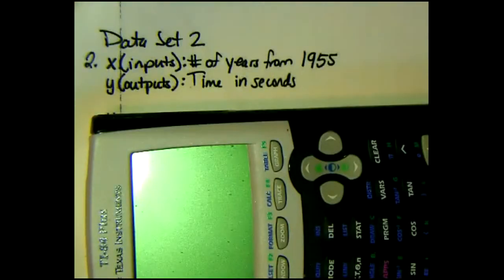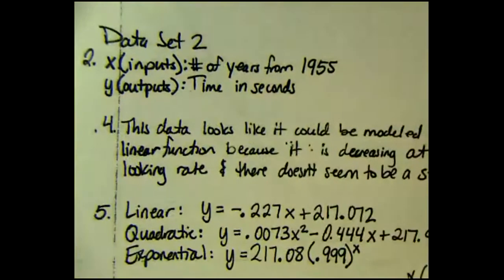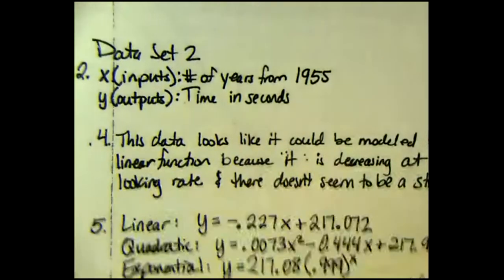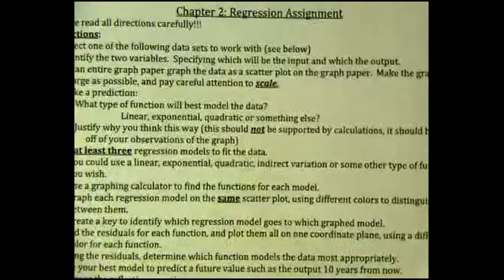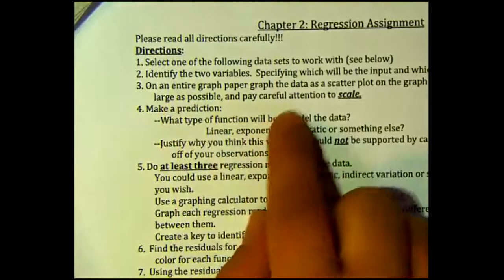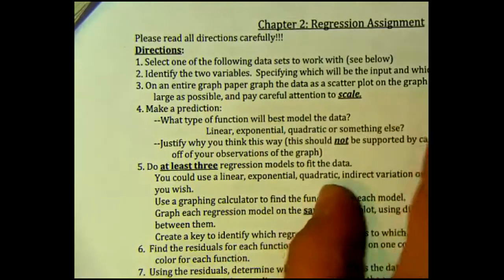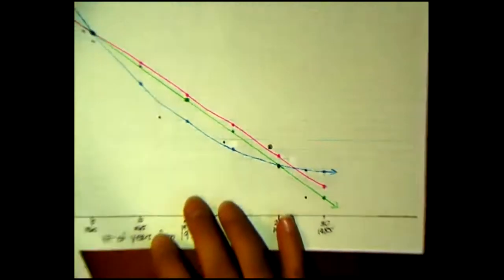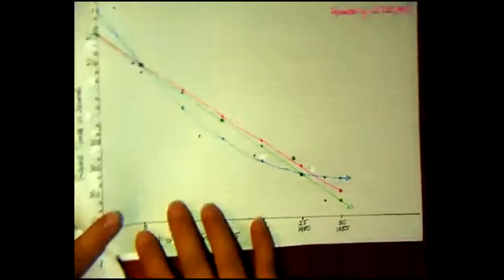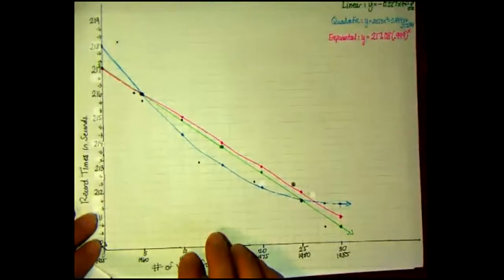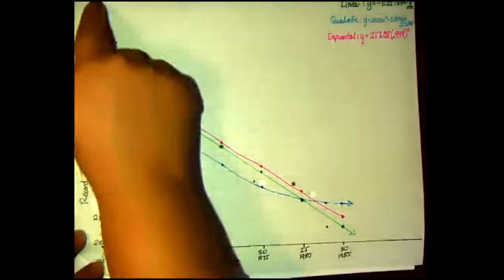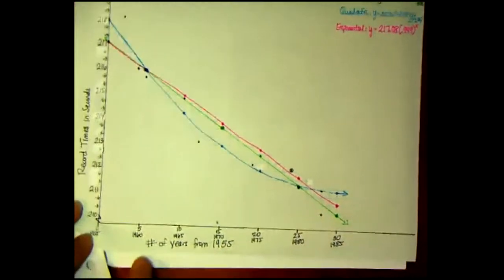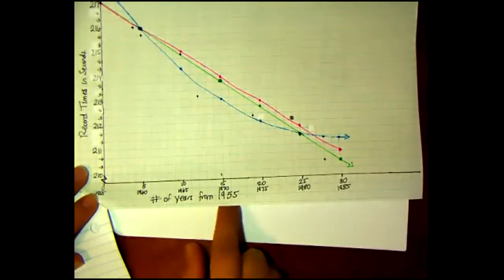So then number 3. I've already done this example, so I'm showing you what I've done so far. Number 3 was to graph the data as a scatter plot on an entire graph paper. What I'm going to show you right now is the completed project. Once you graph it, notice I took up the entire graph paper, which is what I was explaining for you to do. My X is labeled number of years from 1955.